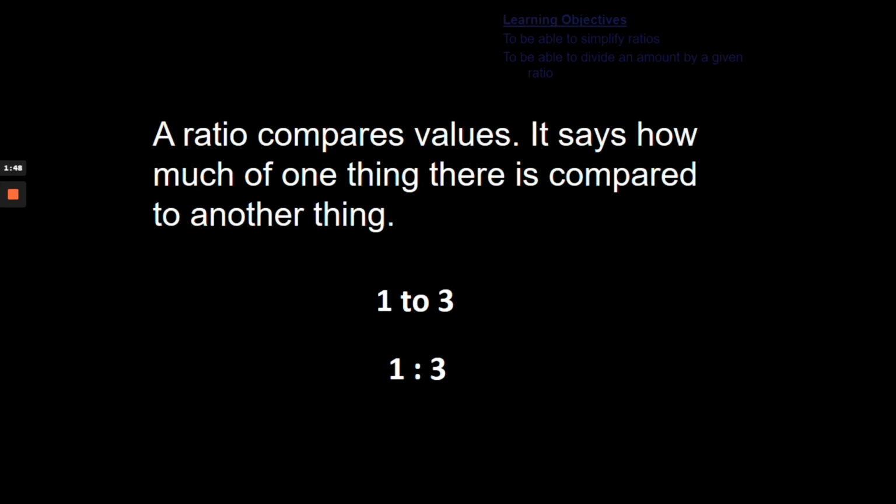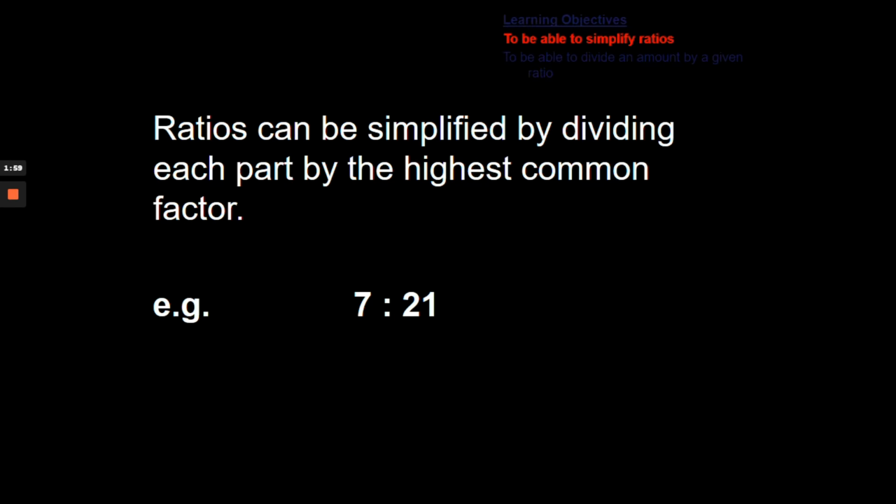So a ratio compares values. It says how much of the one thing there is compared to another thing. So 1 to 3, 1 2 dots, 3. And ratios can be simplified by dividing each part by the highest common factor.